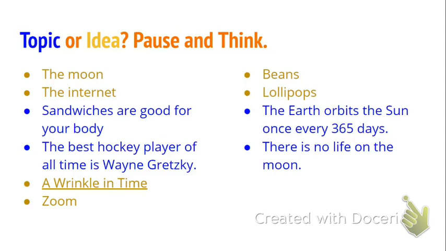So, topics include the moon, the internet, A Wrinkle in Time, that's a book title, Zoom, beans, and lollipops. Oops, I have my colors backwards here. I'm so sorry. These are the topics. The ideas are: sandwiches are good for your body, the best hockey player of all time is Wayne Gretzky, and the Earth orbits the sun once every 365 days. An idea is almost always longer than a topic. It's one way to tell.